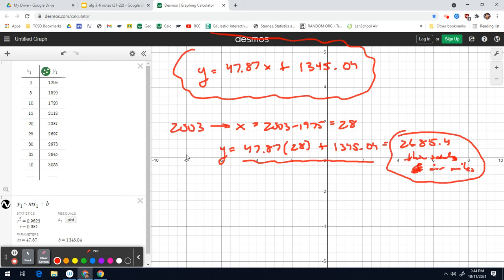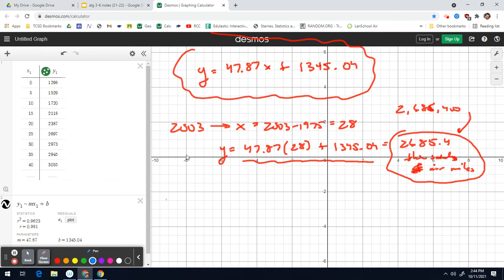So again, that's like 2,685,000 air miles, right? So 2,685,400 air miles. That's it. That's what that number represents. You can see it's around the data, right? Snuggled in there on the airplane.